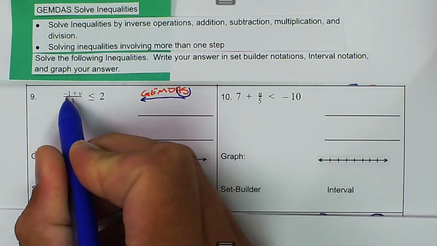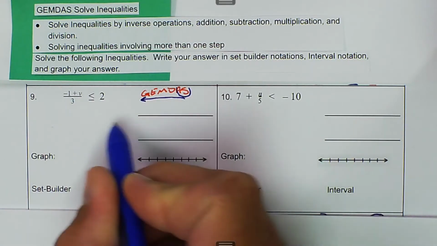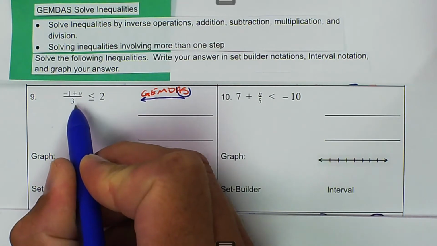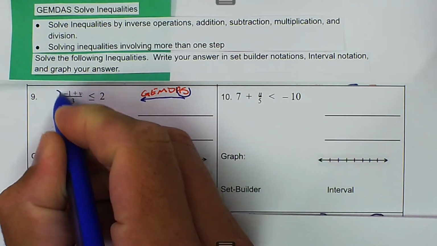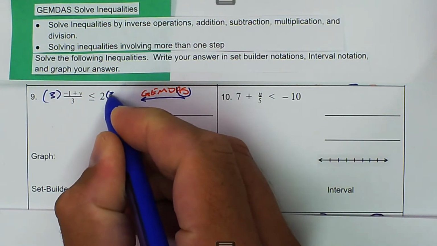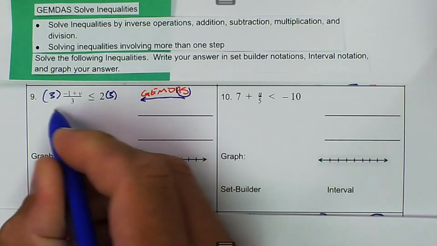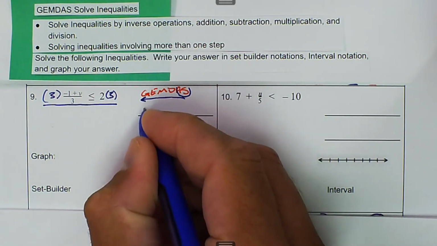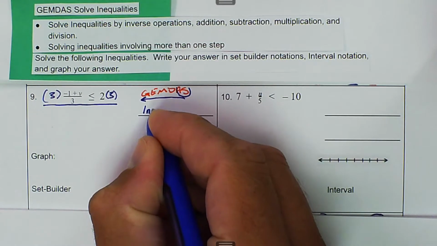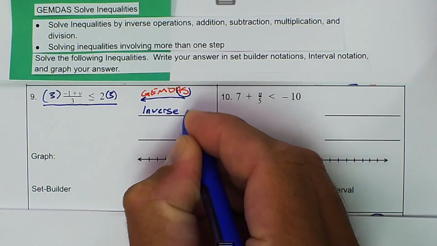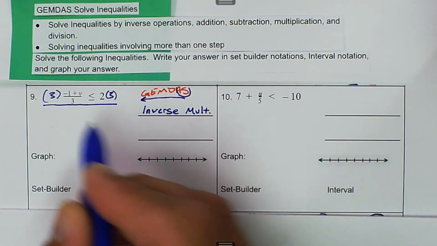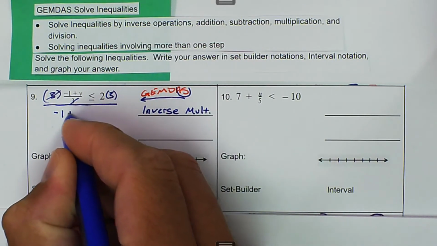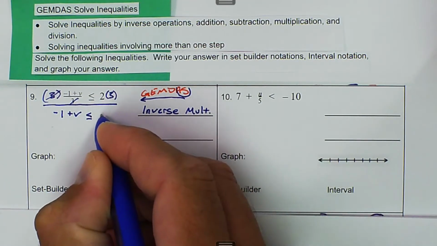So here we have a group with addition and subtraction in it, but we can't do addition and subtraction until we get them out of the group. And in this case, the way to get it out of the group is to multiply both sides by 3. The reason that we multiplied both sides by 3 is because we were dividing, so the reason we did that was inverse multiply. And our 3 cancels our 3, so we're left with -1 plus v is less than or equal to 6.